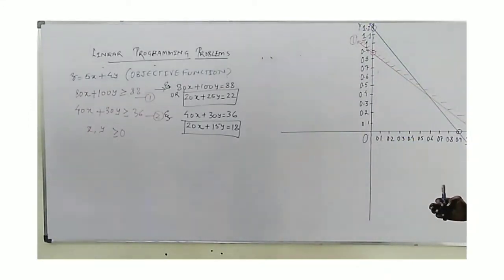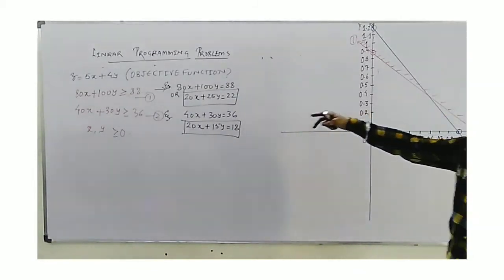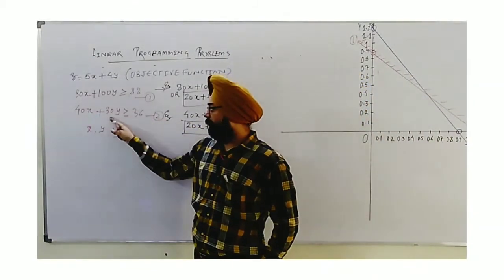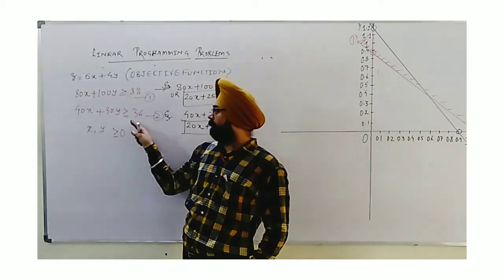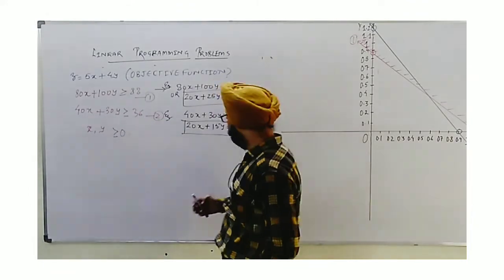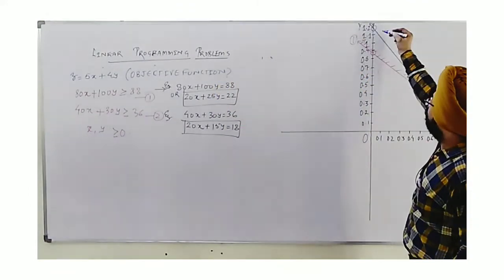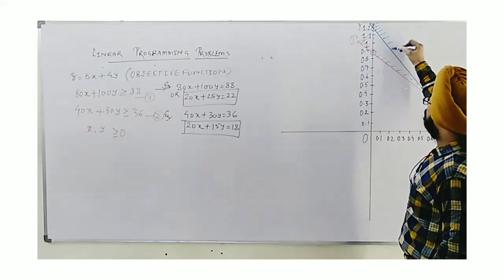Again we have to see the shading part. For that our purpose is to take the origin. If I take the origin as a point, 0, 0, and put it in place of x and y, this whole term becomes 0 is greater than 36, again a wrong statement. In this line also we need to go opposite to the origin, so we can shade it.